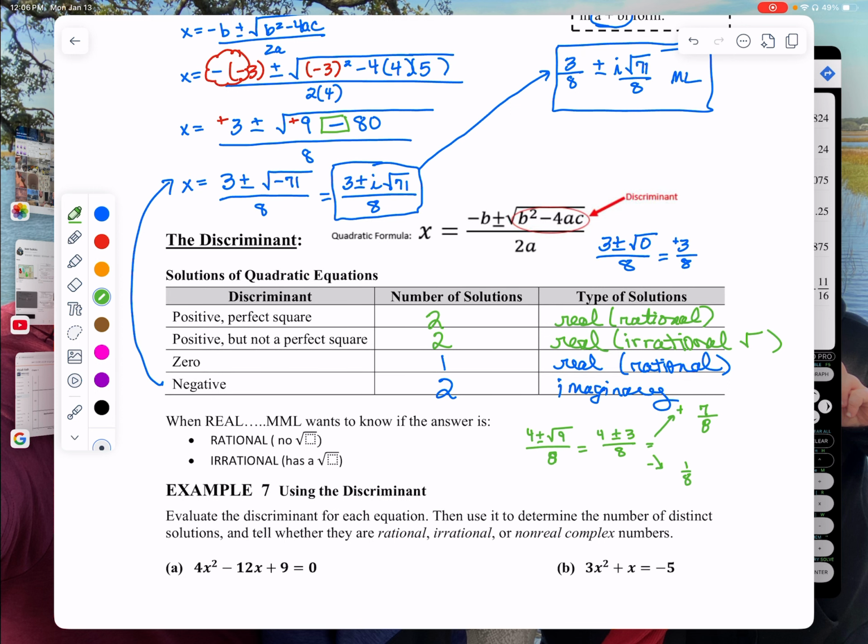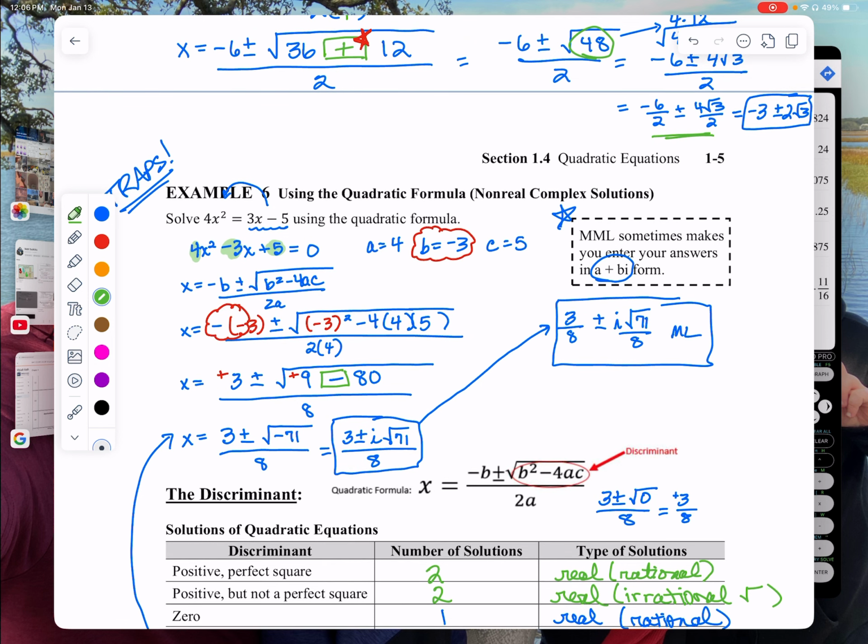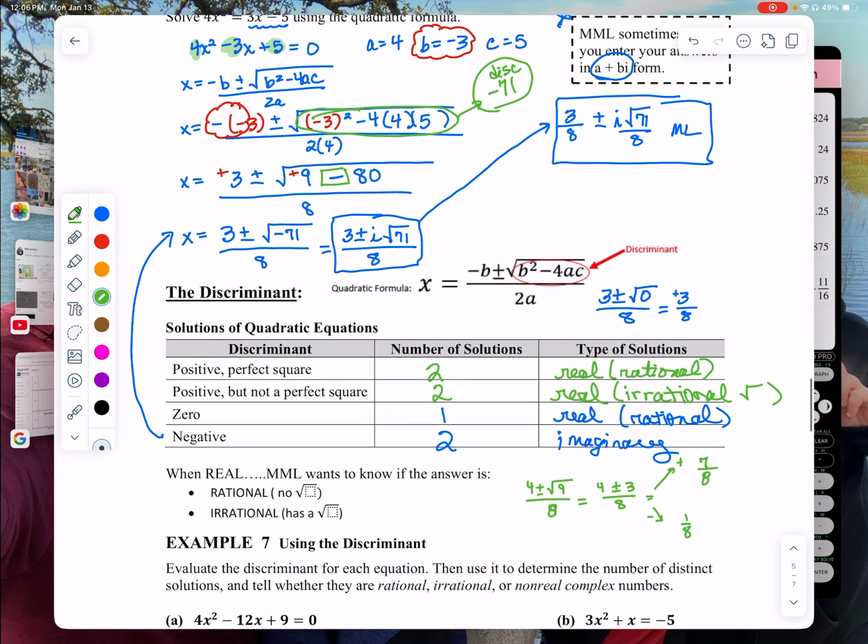So in my lab, and I might even put one on the test, I haven't decided, they may say, find the discriminant and tell how many solutions and what type of solution. That means they don't care if you go all the way to the answer. For example, for number 6, the only part I would do is this part right here, and I would find that my discriminant is -71. I would immediately say I have two answers and they are imaginary. That's the kind of question they may ask in my lab.